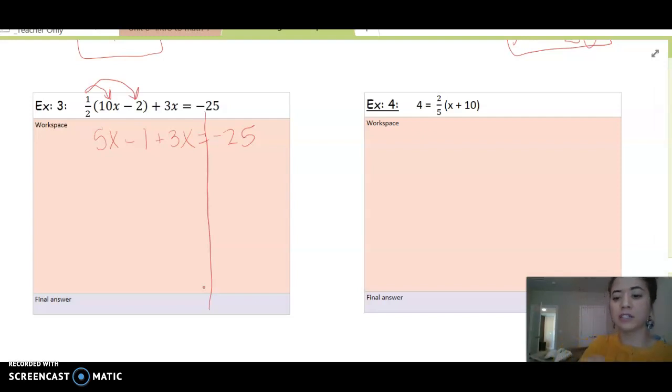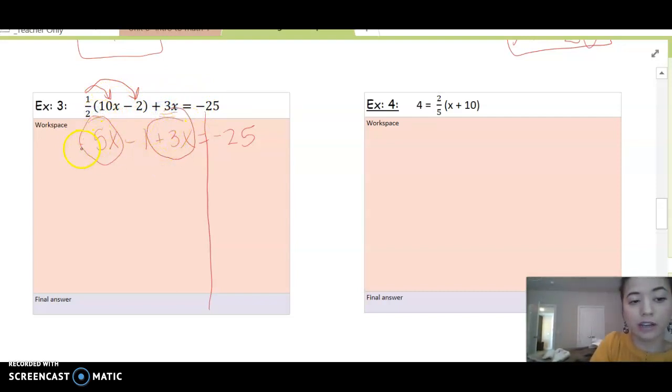Hopefully you're saying there's things to combine. If you see something that's outside of the parentheses before you even distribute, that tells you that you're going to have to combine. So right away from the get-go, I know I'm going to have to combine like terms because I see something else outside of my parentheses. So let's go ahead and combine our two things with x's. And again, notice how I'm including the sign. So we have a 5x and a 3x, which gives us 8x minus 1, negative 25.